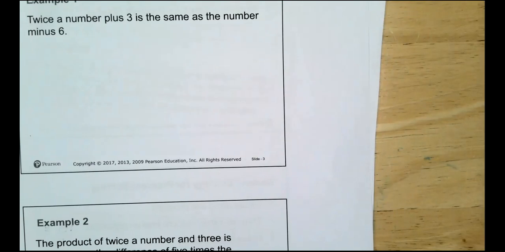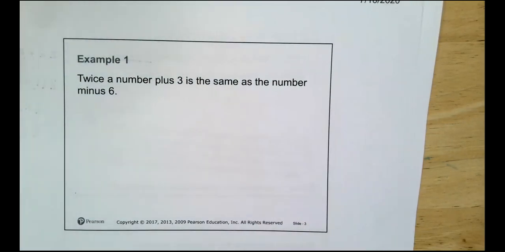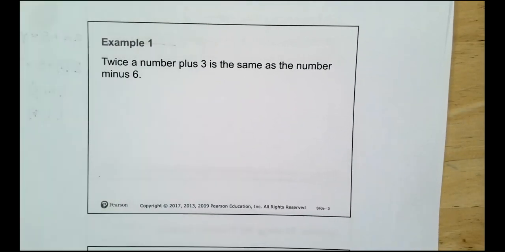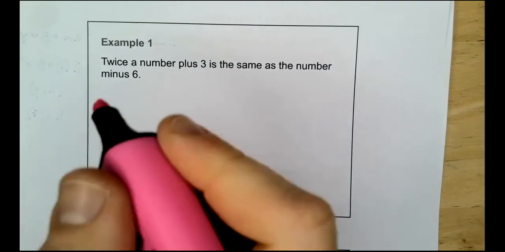So let's look at this sentence. Twice a number plus 3 is the same as the number minus 6. So now again, we're thinking about what each of these terms means, okay? A number.